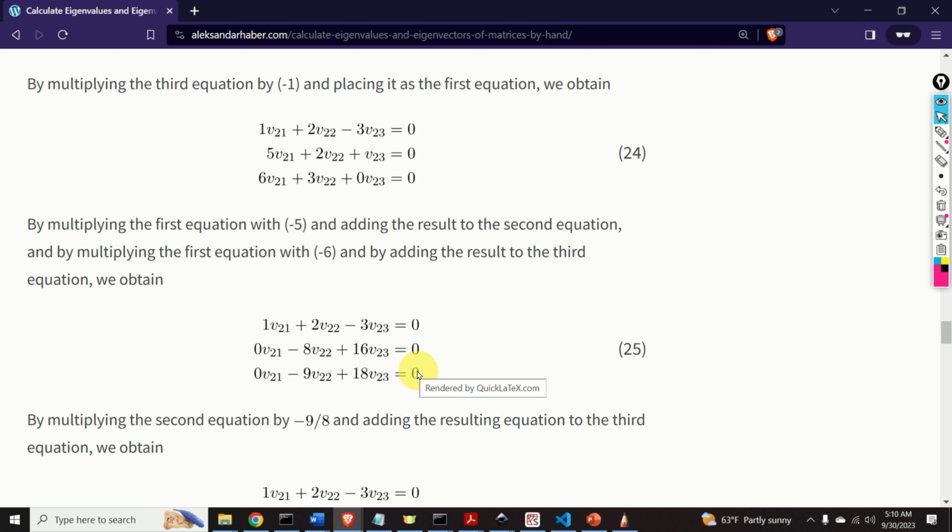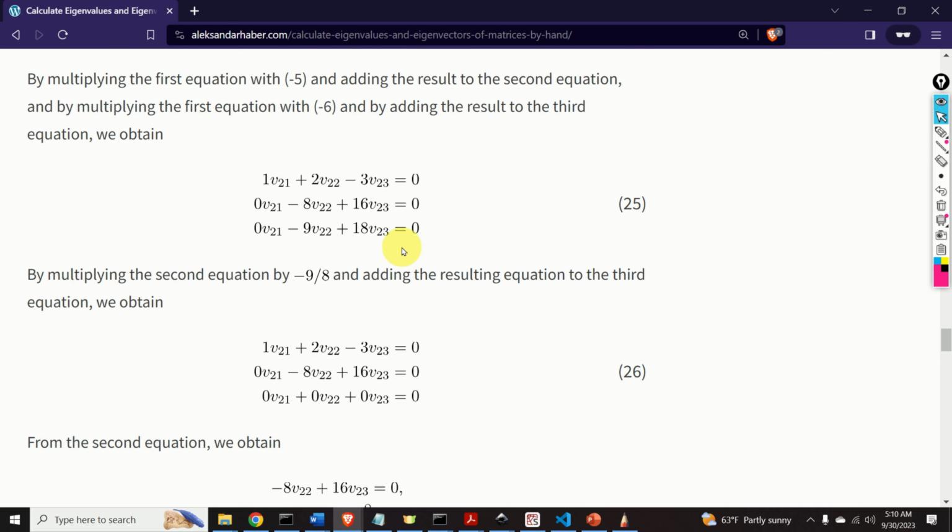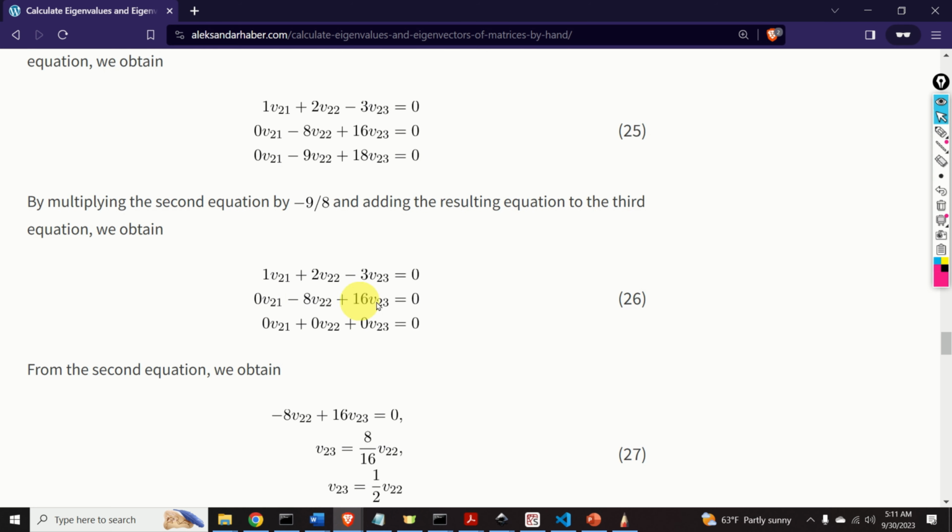Okay, we proceed. By multiplying the second equation with minus 9 over 8, that is, by multiplying this equation from any side by minus 9 over 8, and by adding the result to the equation number 3, that is to this equation, we obtain this system. The third equation again is completely zero. It carries no information. However, the second equation is important.